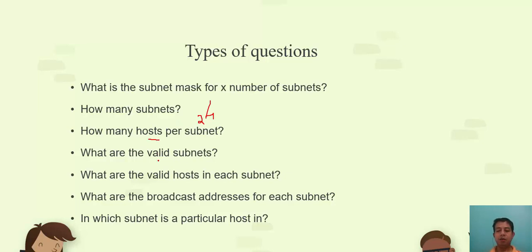What are the valid subnets? This is the same thing as finding the IP address of each subnet. This we have discussed using two examples, so you should be able to do it. So basically this question means find the IP addresses of each of the subnets. What are the valid hosts in each subnet? This is again the process which we have discussed, starting from the first computer to the last computer. Valid host means the first computer and the last usable computer, so the range. All these computers are valid hosts.